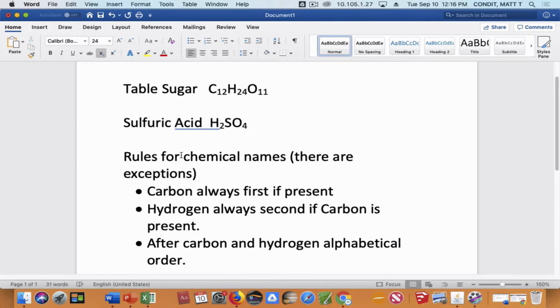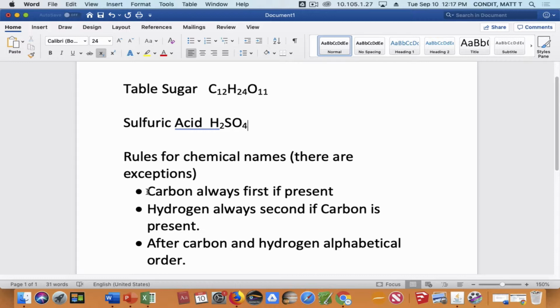Now, we're not going to get you too much with this because they can be kind of tricky. There's rules for writing these chemical names, but there are a lot of exceptions to those rules. It's like English, but one of the rules is pretty consistent: if carbon is present, it is always going to be first. No matter what else is in there, carbon is going to be first, and that's because carbon is a very important element to all living things.